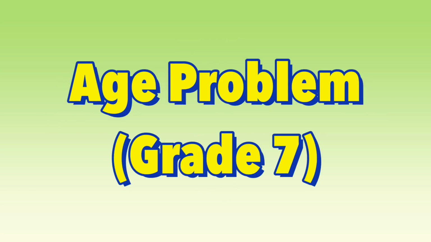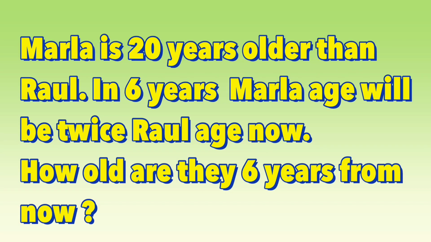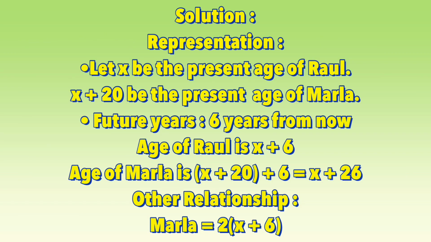We are now in number 7 problem. Marla is 20 years older than Raul. In 6 years, Marla's age will be twice Raul's age now. How old are they 6 years from now? If we are going to analyze the problem, it is asking for the future ages.